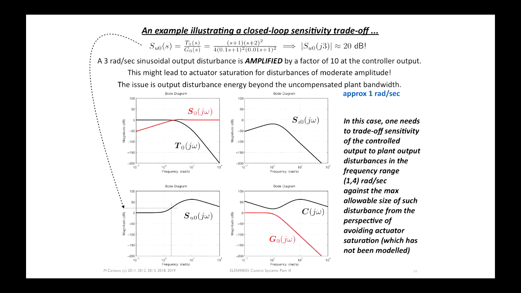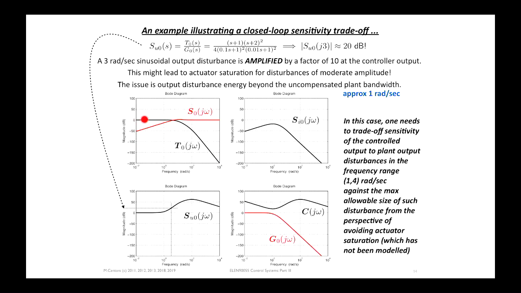Now, T and S are not the only transfer functions that we should worry about. There are 2 other sensitivity functions that we should worry about, and all 4 of them are shown here. So we've got S and T. We know they always add up to 1.